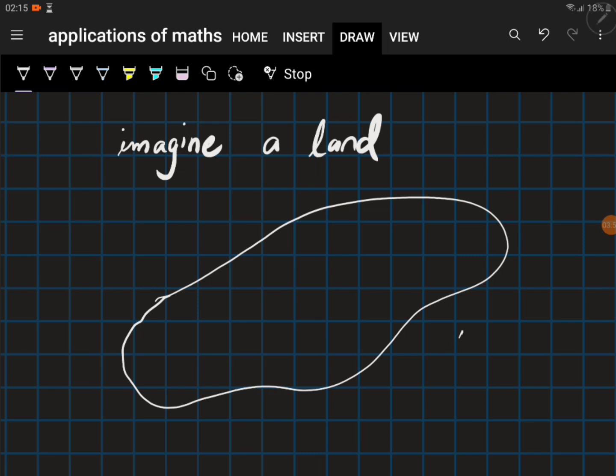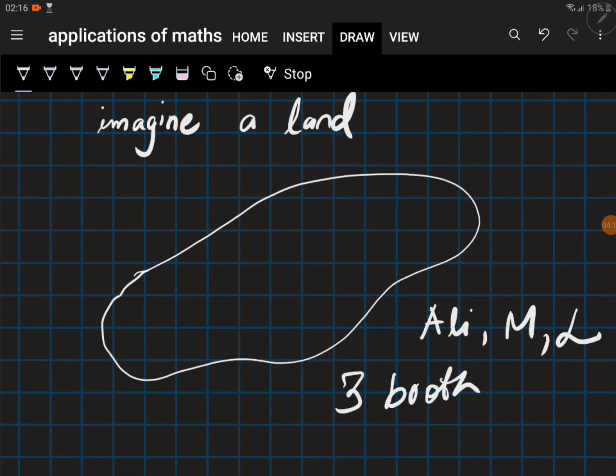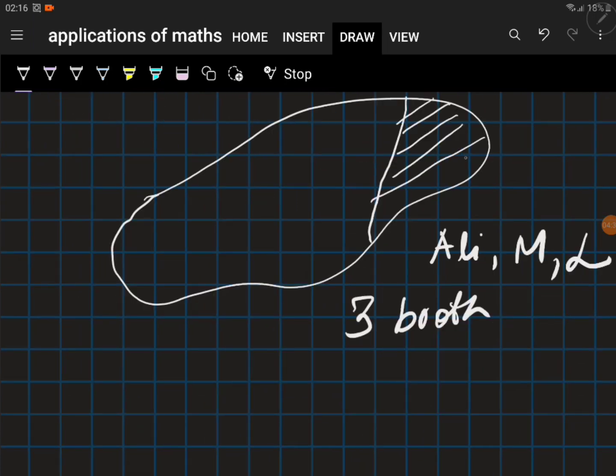Let's imagine a person, Mr. Ali, who has two other brothers. So there are three brothers, Mr. Ali, Mr. M, and Mr. L. Now, one day, Mr. Ali decides that it's time that we had our own share of land that our father left us. So he says that I'm taking one third of the land.